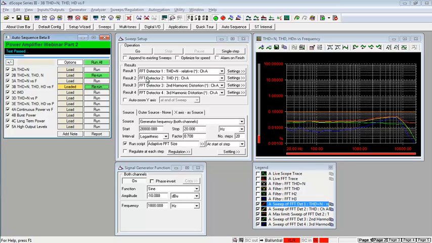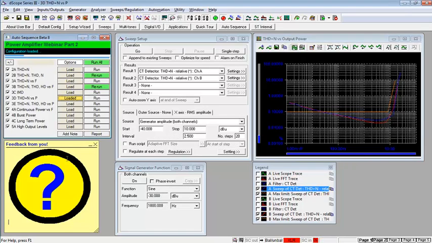Great, so let me now move on to the next test that we looked at. And one of the measurements that we had was THD plus N versus power. This was one of the tests that we ran in the initial sequence. Like all the other tests, it failed, and now we want to know why.